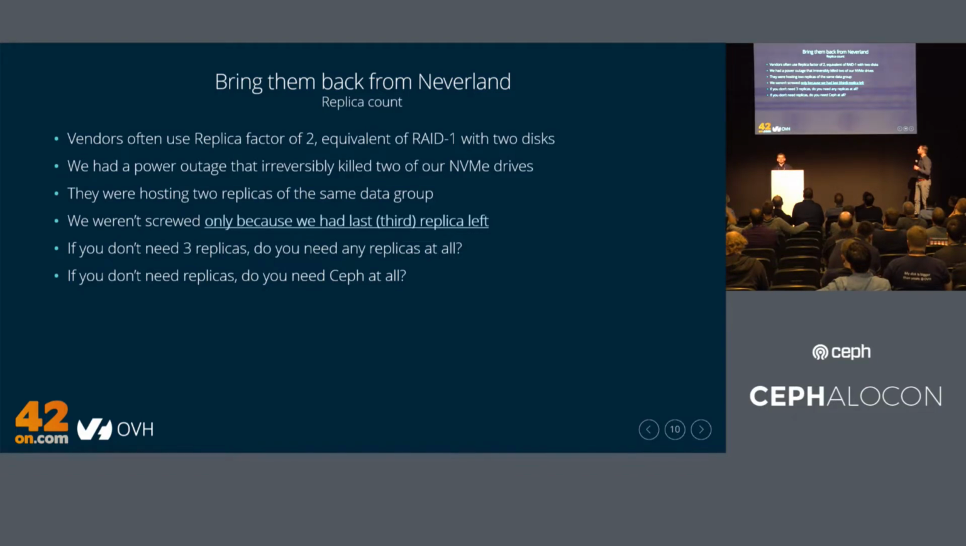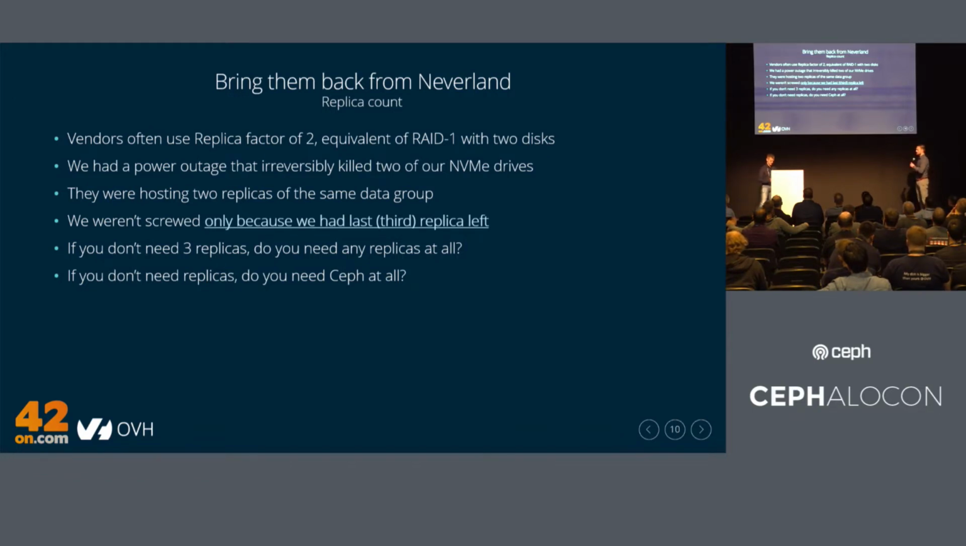One case we had at OVH was when we were almost screwed because we had an NVMe drive failure. It was a cascading failure. We actually lost 2 NVMe drives, and they were hosting the same set of data. In other words, we lost 2 replicas, and we weren't completely screwed because we had the last replica living. And I've seen these cases happening too much. So again, don't use 2 times replication. You will lose data at some point.